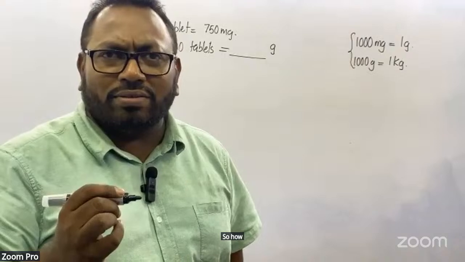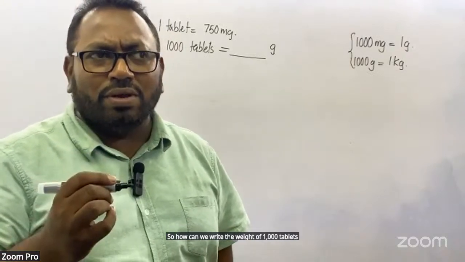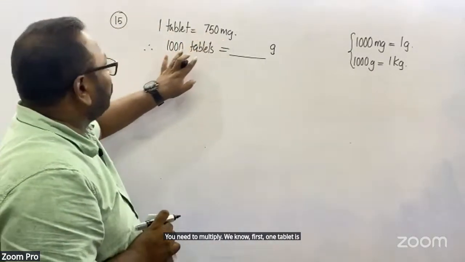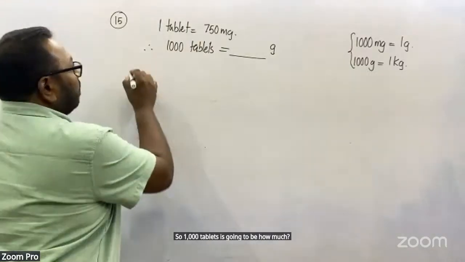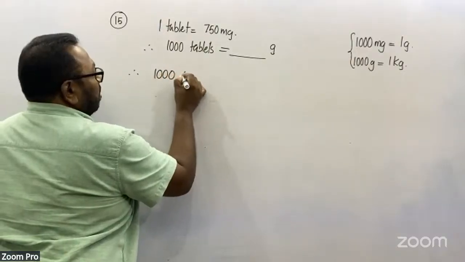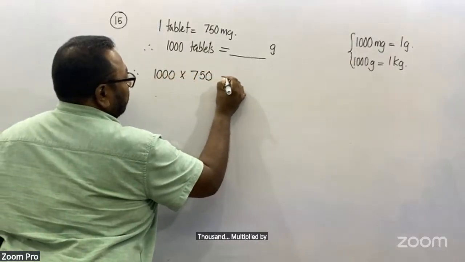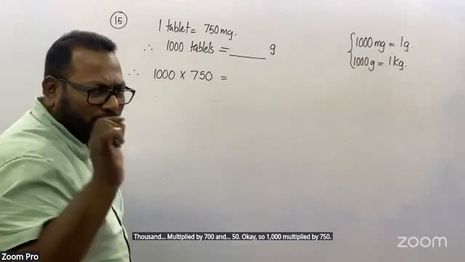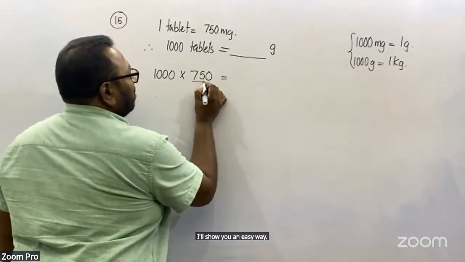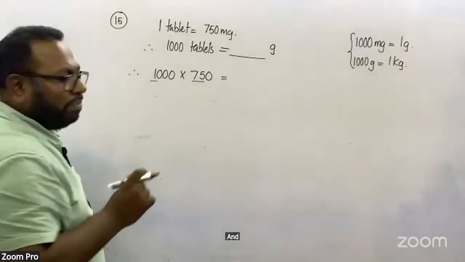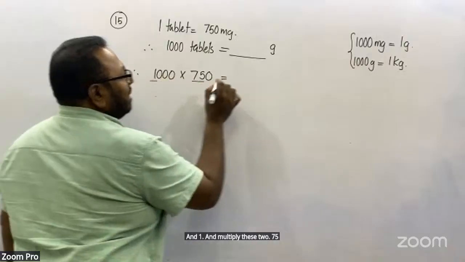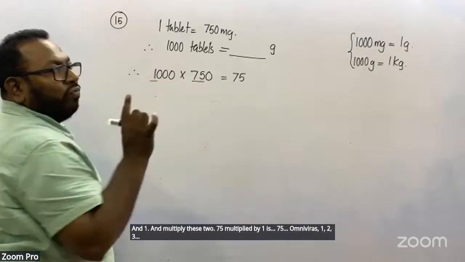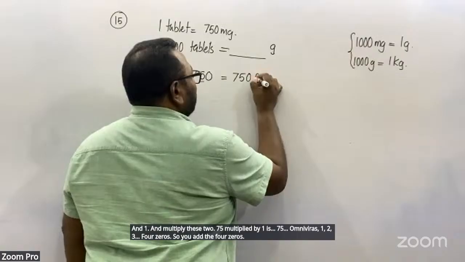So how can we write the weight of 1,000 tablets in grams? You need to multiply. We know first one tablet is 750. So 1,000 tablets is going to be how much? 1,000 multiplied by 750. Okay. So 1,000 multiplied by 750. I'll show you an easy way. You just take the 75 and 1 and multiply these two. 75 multiplied by 1 is 75. How many zeros? 1, 2, 3, 4 zeros. So you add the 4 zeros to this.